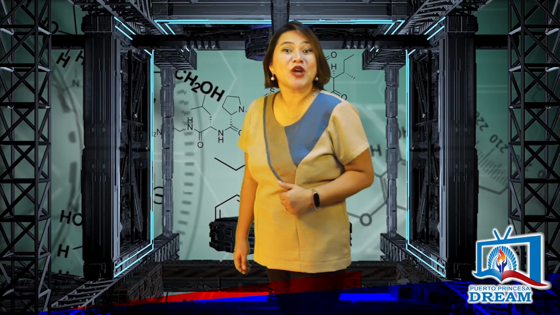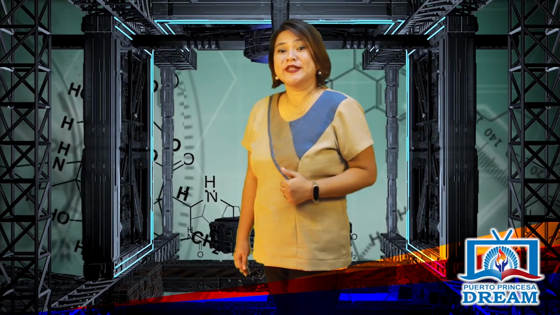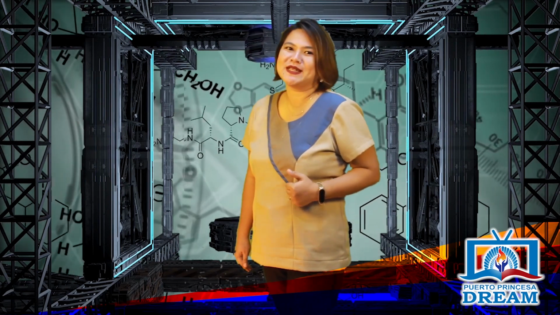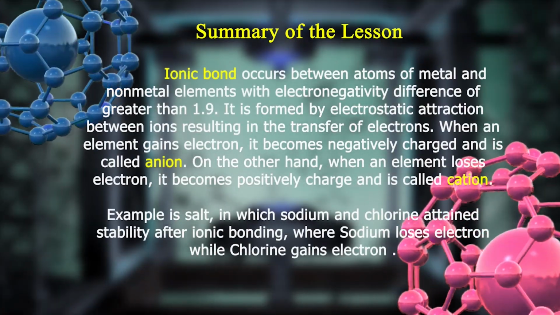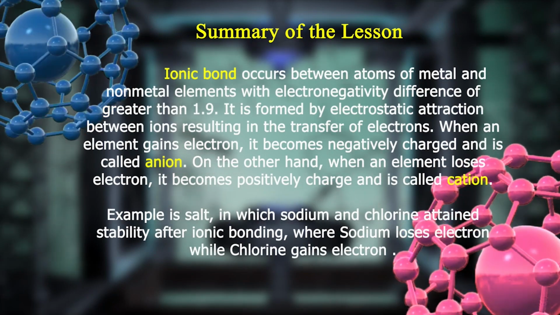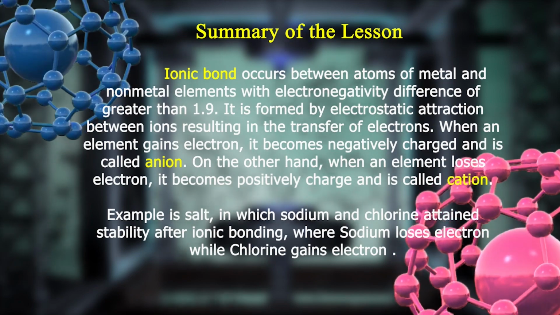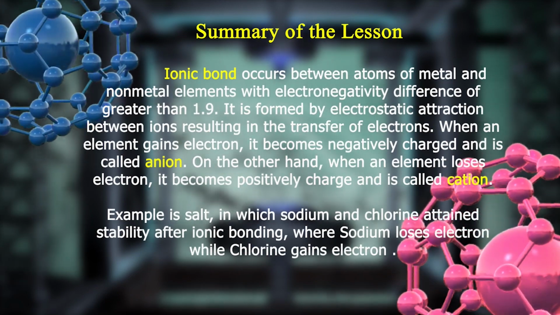You did a great job in answering those activities. Because we are done with our discussion, let us take note of some of the important concepts that we have learned for today's lesson. Ionic bond occurs between atoms of metals and nonmetals with electronegativity difference of greater than 1.9. It is formed by electrostatic attraction between ions resulting in the transfer of electrons.